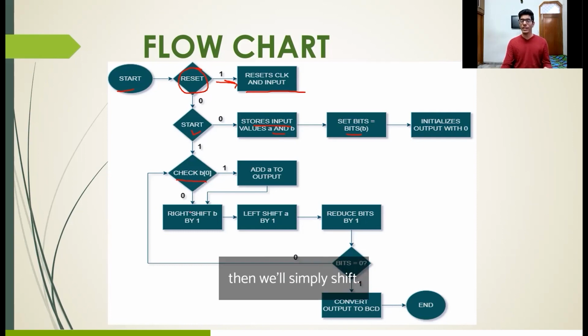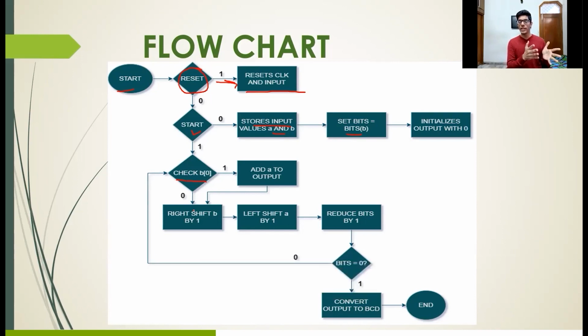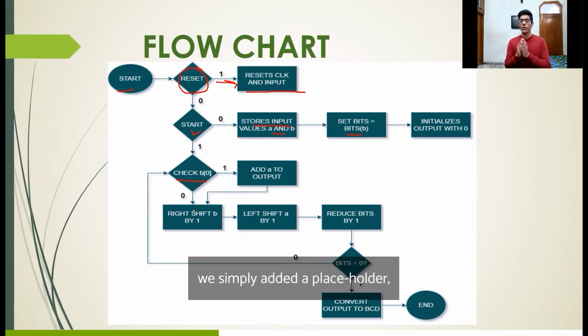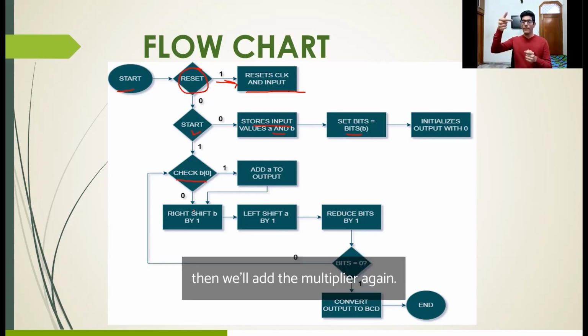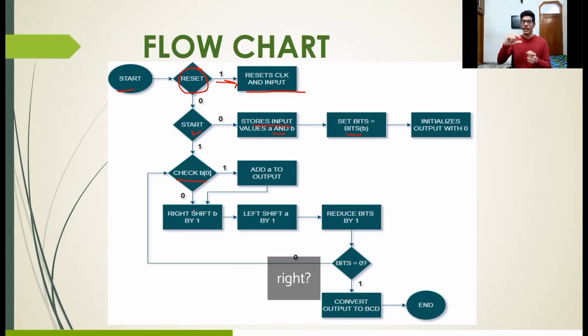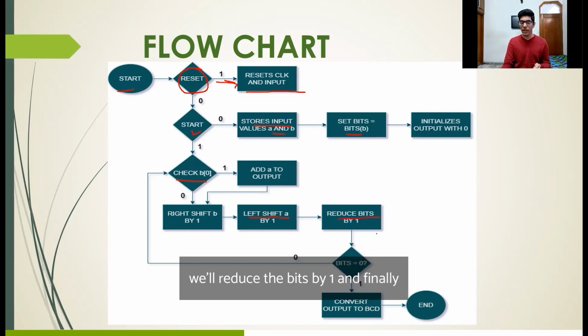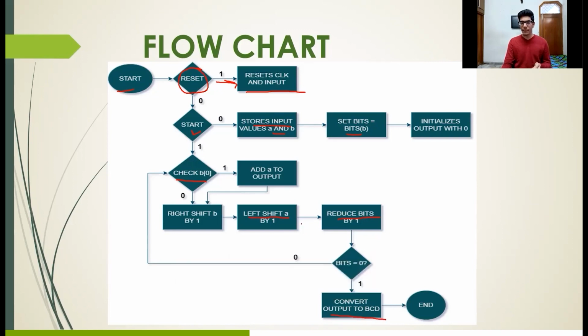If it is 0, then we'll simply shift, right? So in the simple multiplication, which we saw earlier, if it was 0, we simply added a placeholder, right? So we'll simply shift. If it is 1, then we'll add the multiplier again. So that will be the same thing, right? We'll add the multiplier, right? And then shift, right? Next, we'll left shift by 1. We'll reduce the bits by 1. And finally, we'll convert the output to the BCD, right?